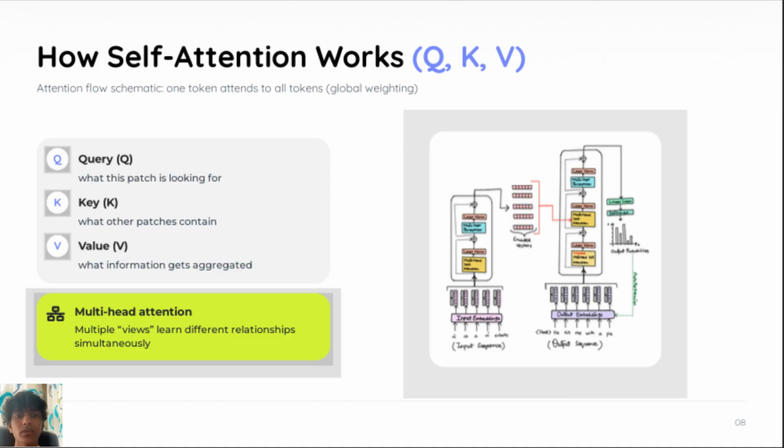The model compares queries and keys to decide how much attention each patch should give to every other patch. For Alzheimer's MRI classification, this is powerful because a patch near a hippocampus can attend to a patch near the temporal cortex or ventricles. So instead of treating brain regions separately, the model can learn relationships across the scan. Multi-head attention makes this even stronger because different attention heads can learn different types of relationships at the same time.